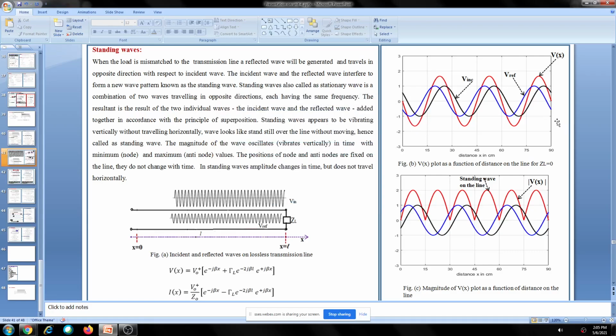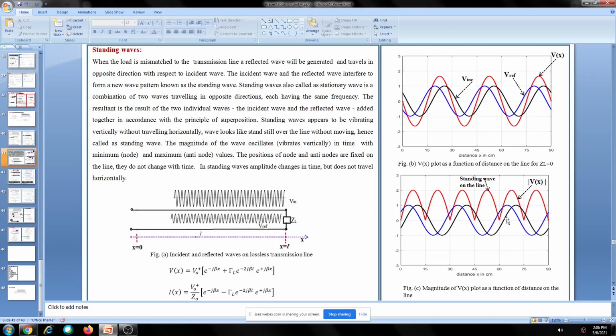See now, if you plot the magnitude of this V of x, the magnitude looks like this. I have taken this V of x, but the magnitude of that is positive only here, in the positive half cycle. This negative part is coming to the positive direction because we are taking only the magnitude. So this negative is converted into positive like this.